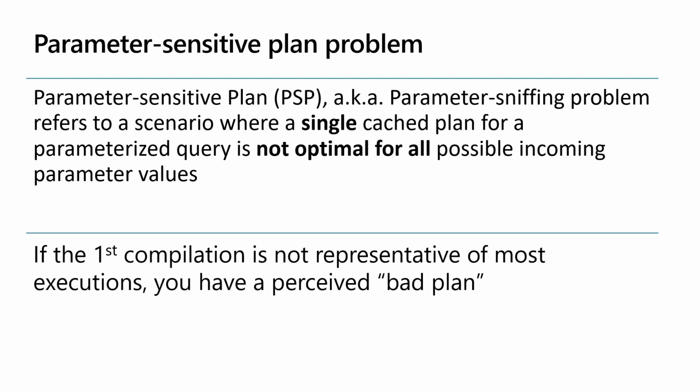In any case, this problem can be the most difficult scenario that DBAs run into. When a cached plan for a parameterized query is not optimal for all possible incoming parameter values, we can see this condition quite a bit, especially when we're dealing with non-uniform data distributions.